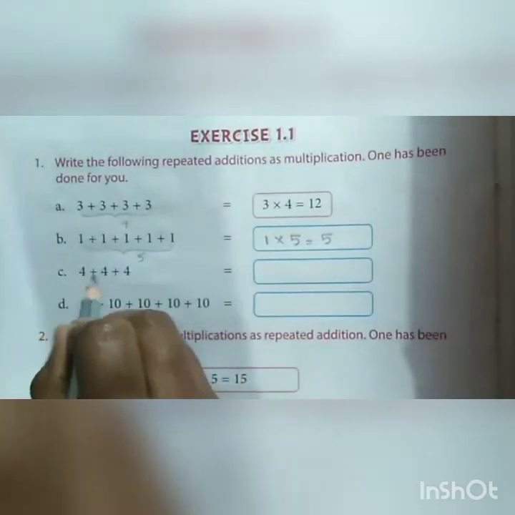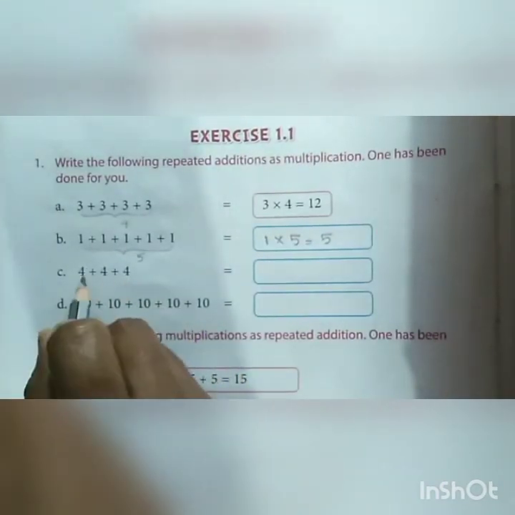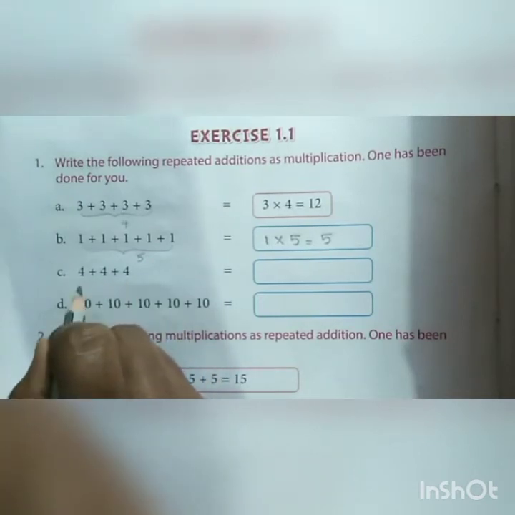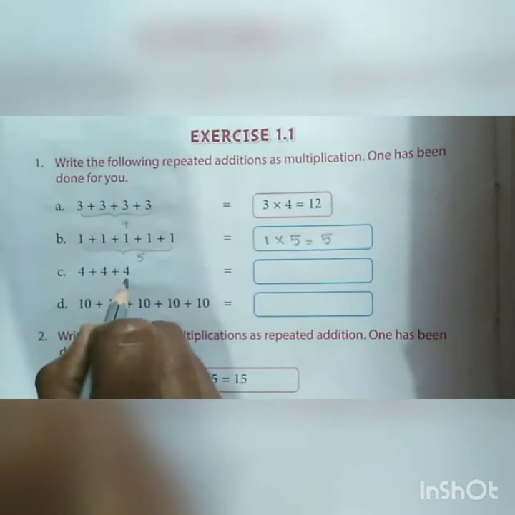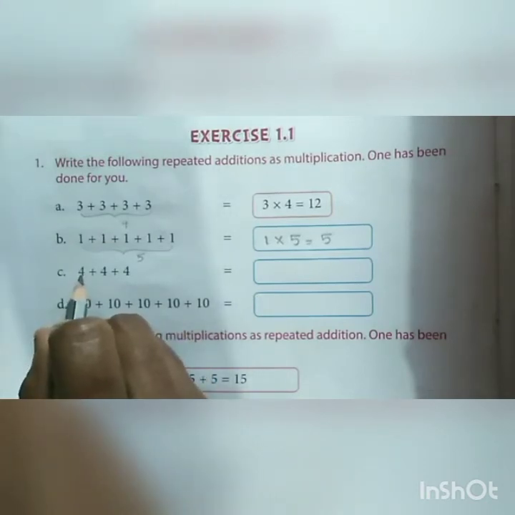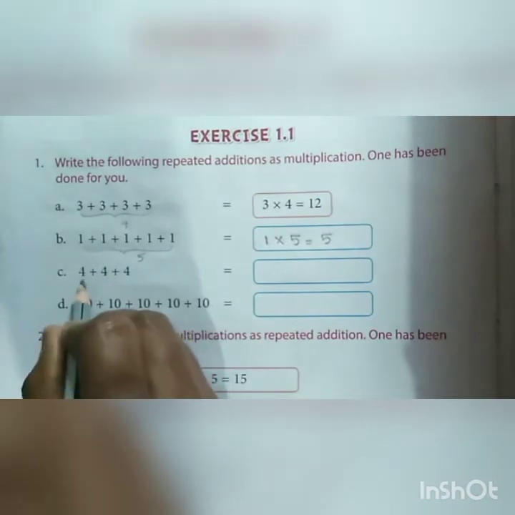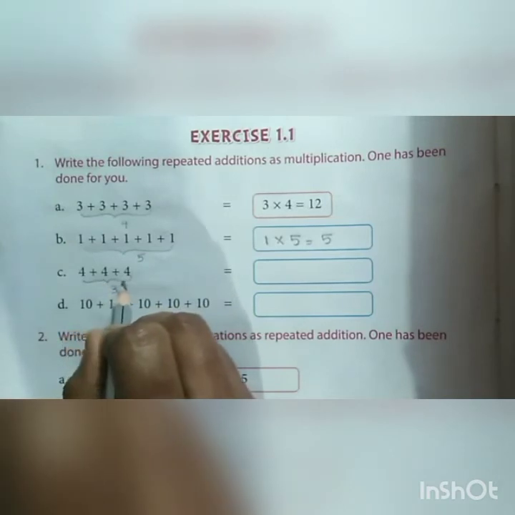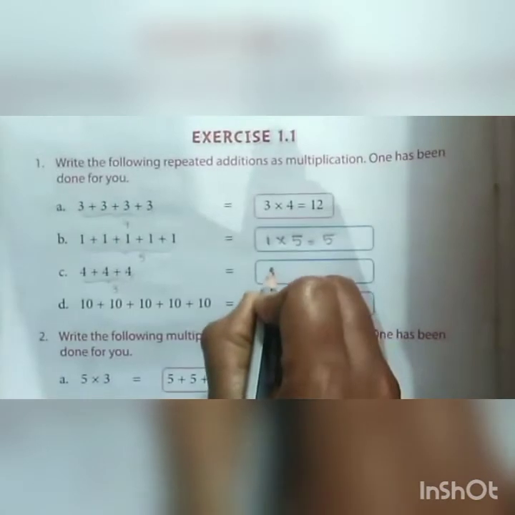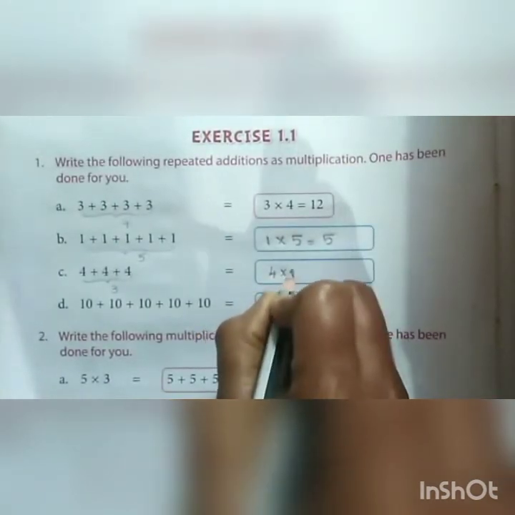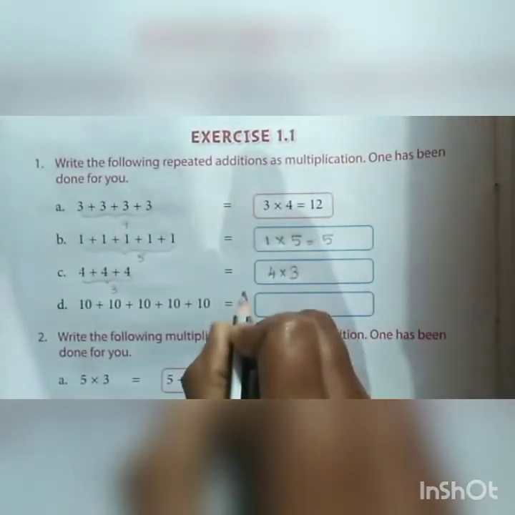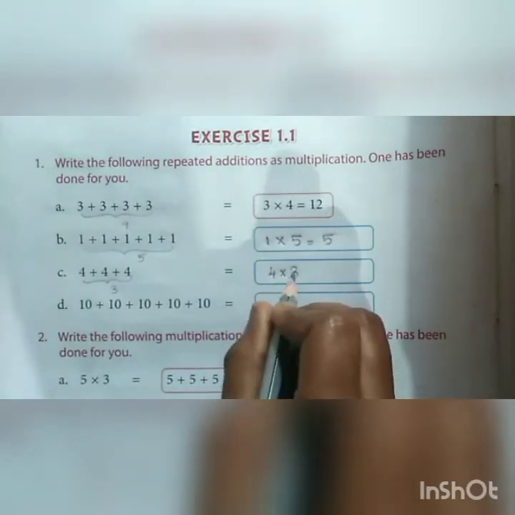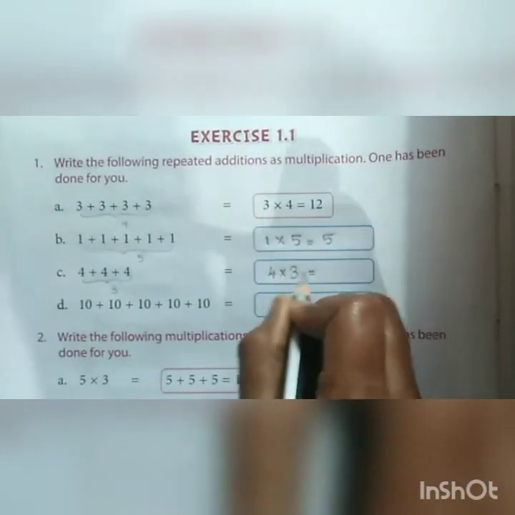Next question, 4 plus 4 plus 4. Children, look at this number. Here the number 4 is repeated. So we can write it as multiplication. For that we can count the number of 4s. 1, 2, 3. Here the number 4 is repeated 3 times. So we can write it as 4 into 3. The number 4 is repeated 3 times. That is 4 into 3. Here we can say the table of 4 or 3. And 4 threes are, yes, 12.